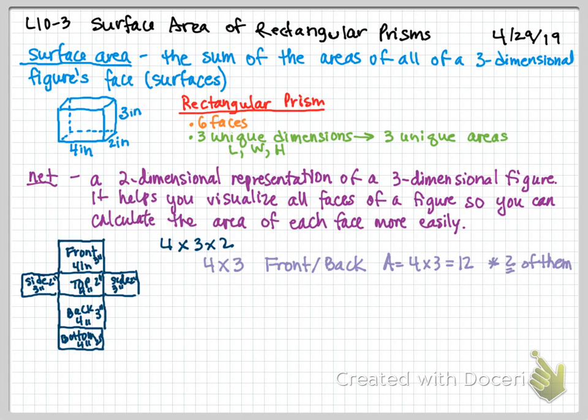All right, another way that I can arrange those values would be doing a 4 by 2. 4 by 2 goes with the top and the back. So the area of the top, let's say, is 4 times 2 is 8. But remember, the back is the same, so we're going to get 2 of them. So instead of the area just being 8, it's going to be a total of 16, right?